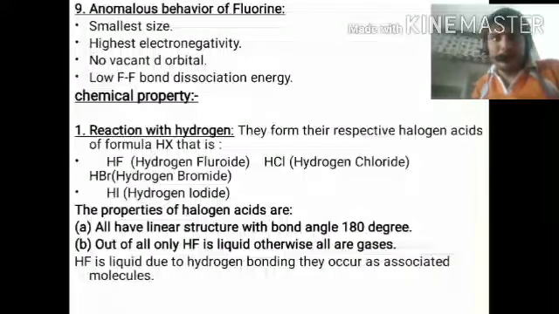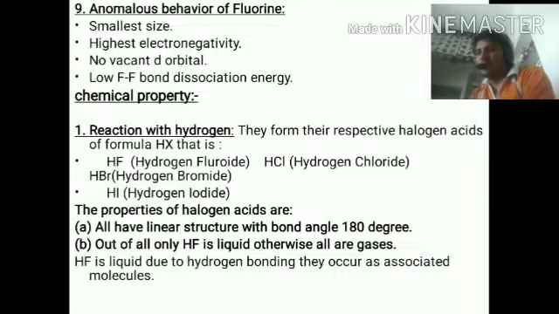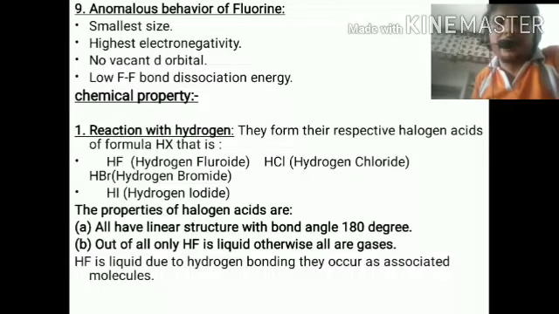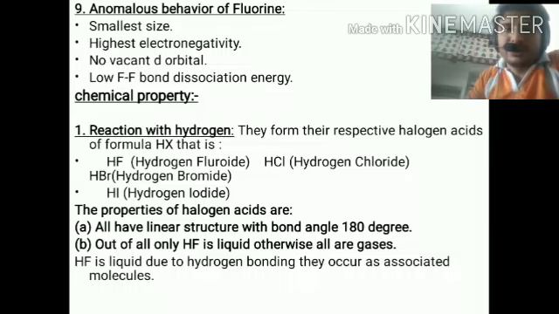Now we'll talk about the anomalous behavior of fluorine in its group, because fluorine is the smallest in size. It does not contain vacant d orbitals. It has the highest electronegativity. It has a high ionization energy, absence of vacant d orbitals, and low F-F bond energy. That's why fluorine shows anomalous behavior in its group.